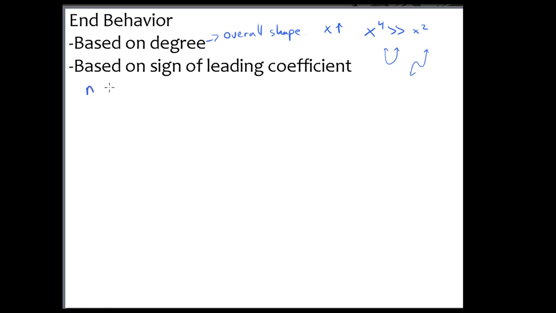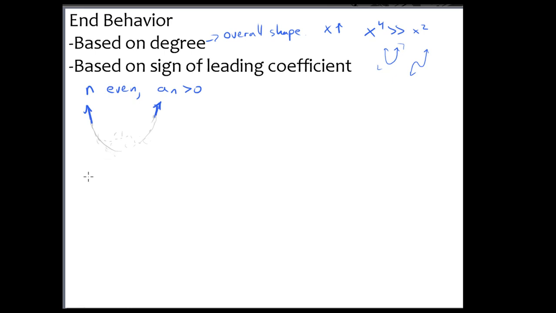If n, our degree, is even, and our leading order coefficient is greater than 0, that's functions that look like this one right here. So the two ends are going to go up. And it's going to do all sorts of weird stuff in between. Or maybe it's just smooth. I don't know. But the two ends are going to certainly be pointing up like this in the same direction.